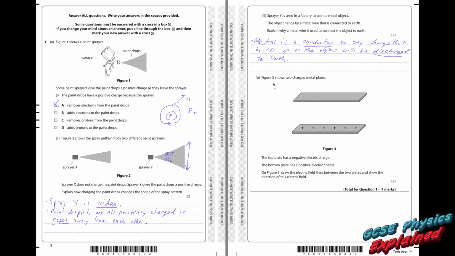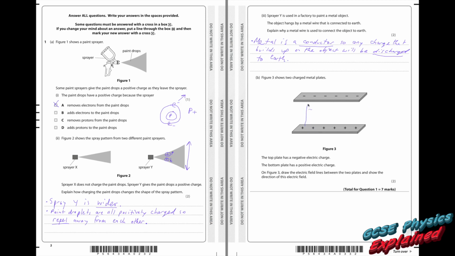Part B. Figure 3 shows 2 charged metal plates. The top plate has a negative electric charge, the bottom plate has a positive electric charge. On figure 3, draw the electric field lines between the 2 plates and show the direction of this electric field. Right, because these plates are flat and they are the same distance away from each other, you're going to end up getting a uniform field.